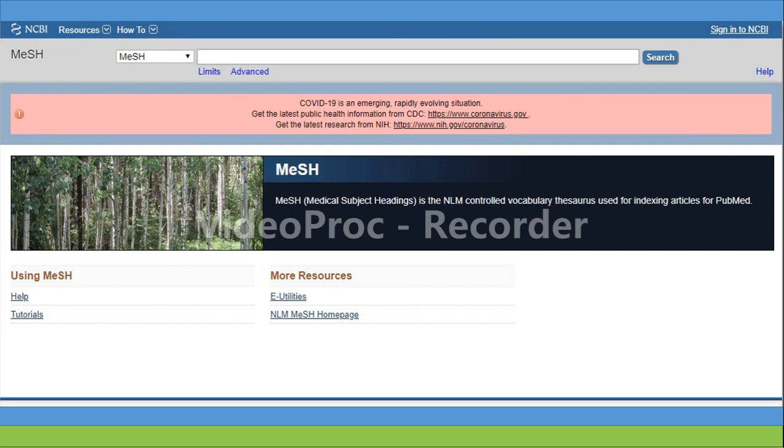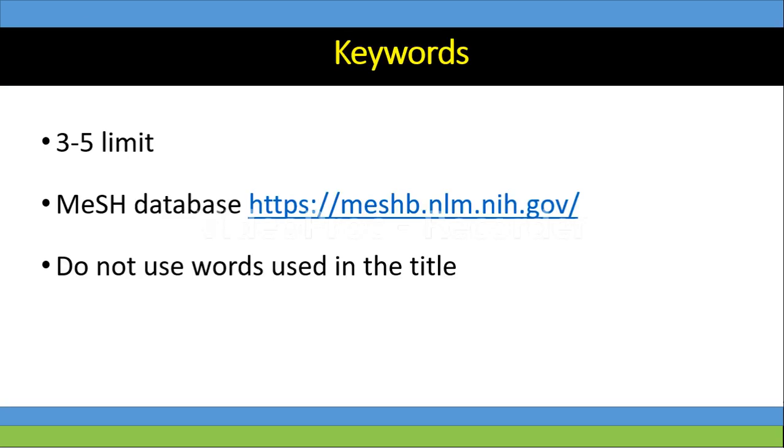So please give it some time. It's a free resource, pretty easy to use. It has got a small learning curve, but you can actually use it. So please try to use it and identify your keywords from the MeSH.